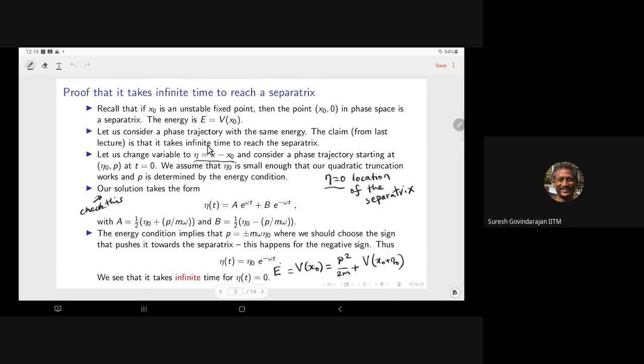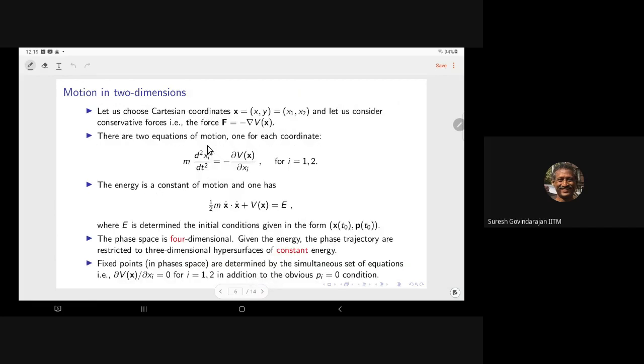Okay. Is this clear? Okay, so now we will move on to motion in 2 dimensions.